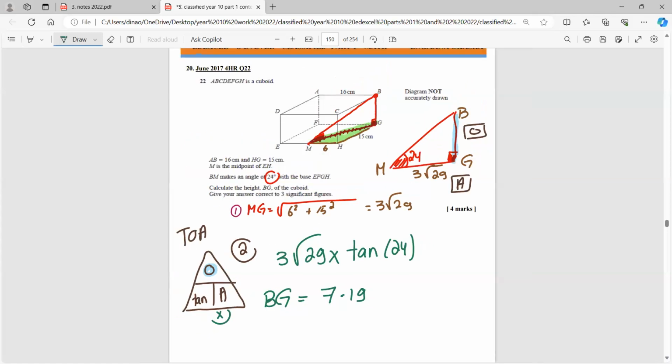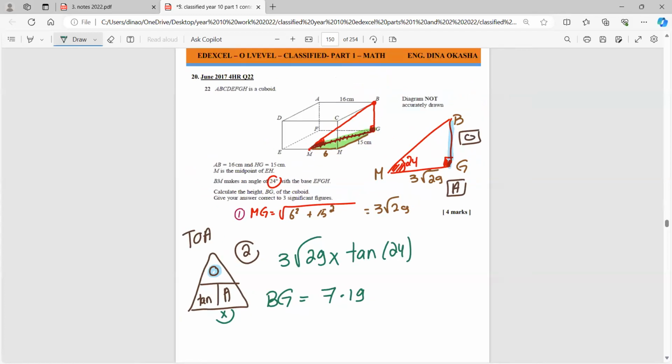Okay, so these are 3 questions about 3D trigonometry in prisms. Pyramids are almost the same, it's just the construction is different. I can create another video for pyramids, because now we discussed 3 questions with prisms.